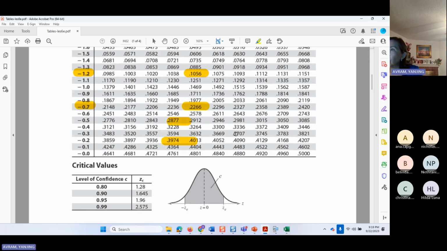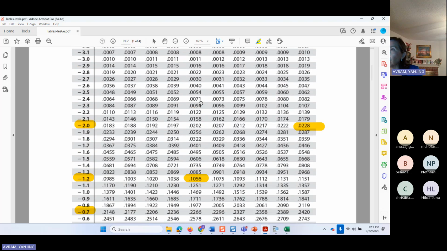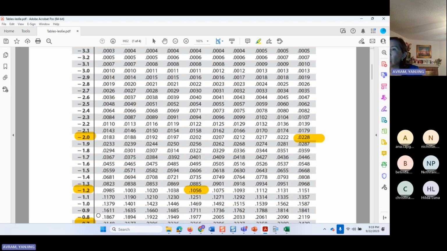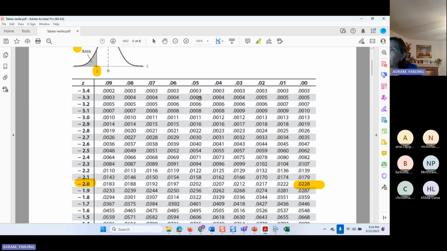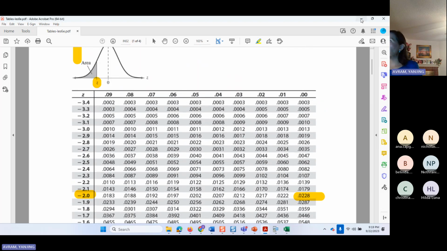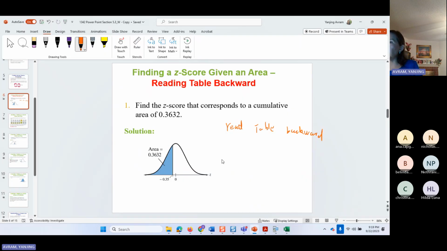So I go to find 3632 right here. Look at that, right here. Okay, all right, so you can just kind of eyeball in here. And then the 0.3632, that is negative 0.3, and then go up here, so it's negative 0.35. Okay, so that is how you read the table backward, negative 0.35.